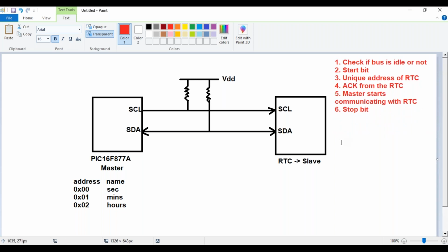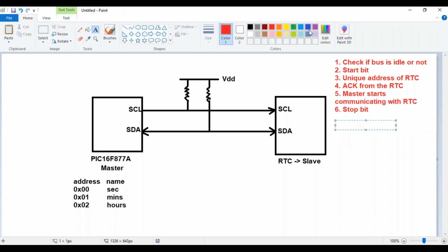Let me rephrase the steps again. The very first step is that the master is going to check if the bus is idle or not. Check if the bus is free. That is the first step. Master is going to check if the bus is free.